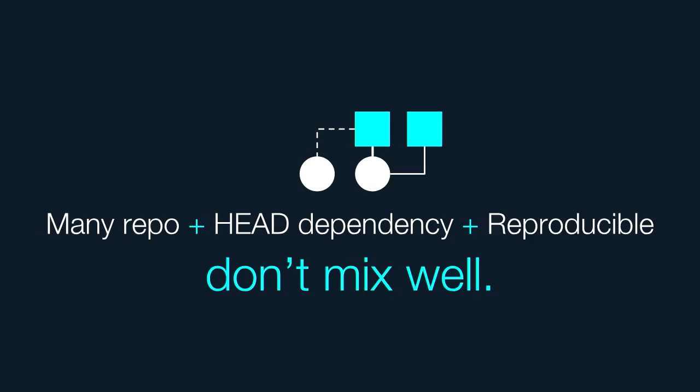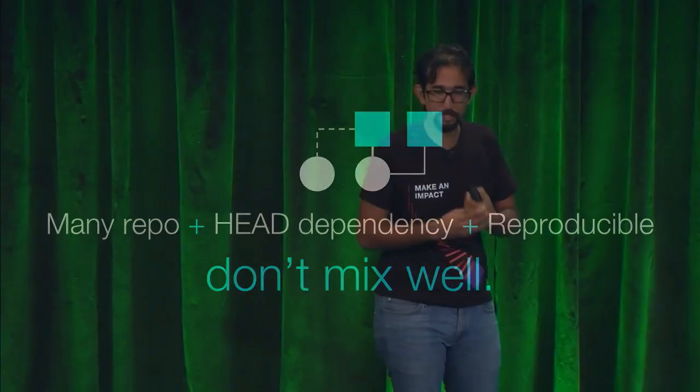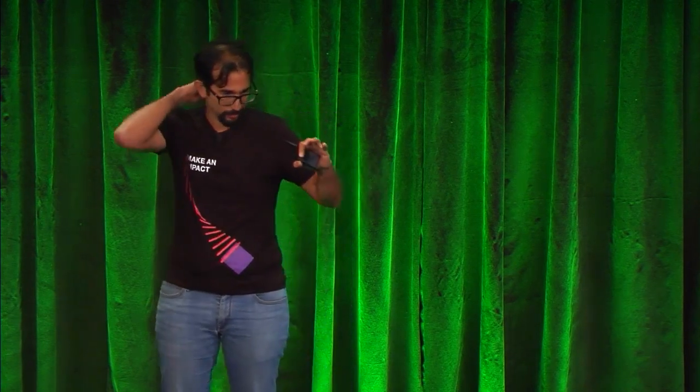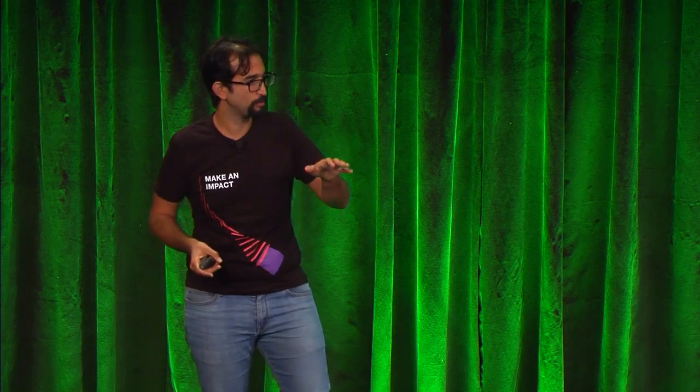But many-repo head dependency plus reproducible don't mix that well. I'll tell you a story of how I came to realize that. So we were building, like I said, a big system, with all kinds of challenges, and we were saying, you know what? No problem. We will just have the commits in the workspace file of the other repositories, and we will update them automatically whenever a commit happens.